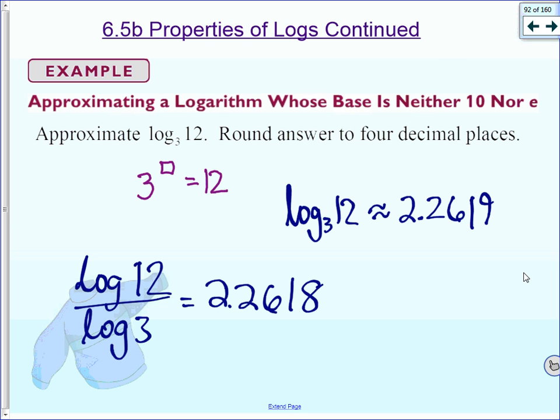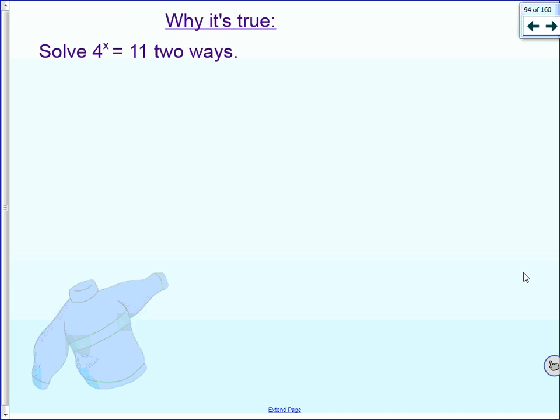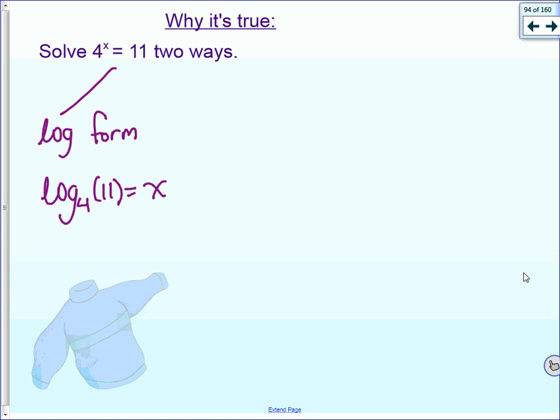Awesome. Now I'm going to demonstrate to you kind of why this is true by solving this equation 2 different ways. One way I'm going to solve it is I'm going to put this into log form. So log form would say log base 4 of 11 is x. So that is log form, and I solved for x because I isolated x.